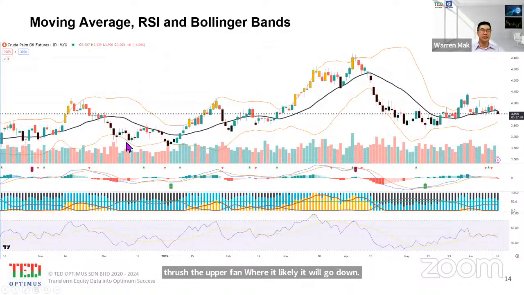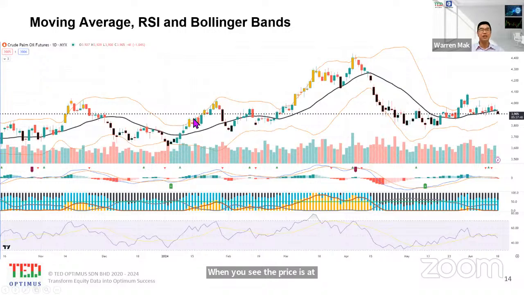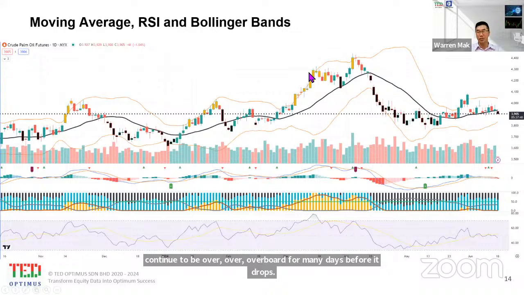When the price touches the lower band, very likely it will go up. This is called overbought, oversold. But when you look at a real uptrend or real downtrend, you don't normally see this. When the price is at the overbought level, it will continue to be overbought for many days before it drops. Just like this, overbought all the way for 2 weeks, then only drop.